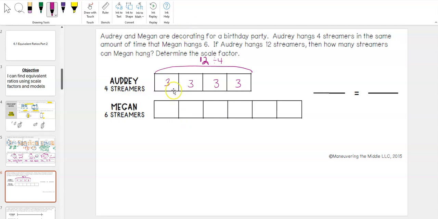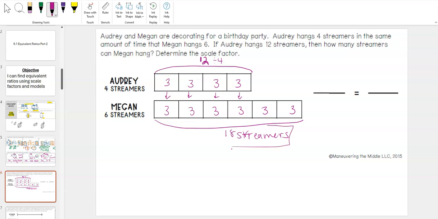Because we made them equal, and because we had 4 equal pieces for every 6 equal pieces, I'm going to directly connect these numbers downwards into Megan because they're the same size. So for Megan's, these are also 3-chunk pieces. We then look at the total: 3, 6, 9, 12, 15, 18. So this is 18 streamers, and that's our answer. Megan can hang 18 streamers in the time that Audrey hangs 12 streamers.